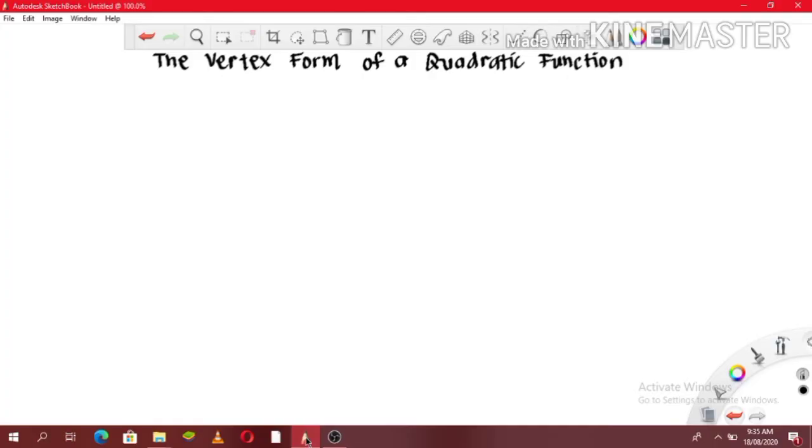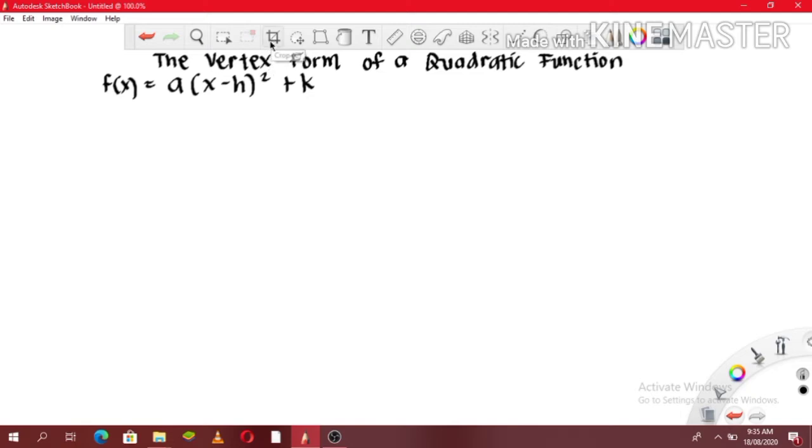We're going to discuss the vertex form of a quadratic function. So let's first write the vertex form of a quadratic function. That is f of x is equal to a times the quantity of x minus h squared plus k. So this is the vertex form of a quadratic function.